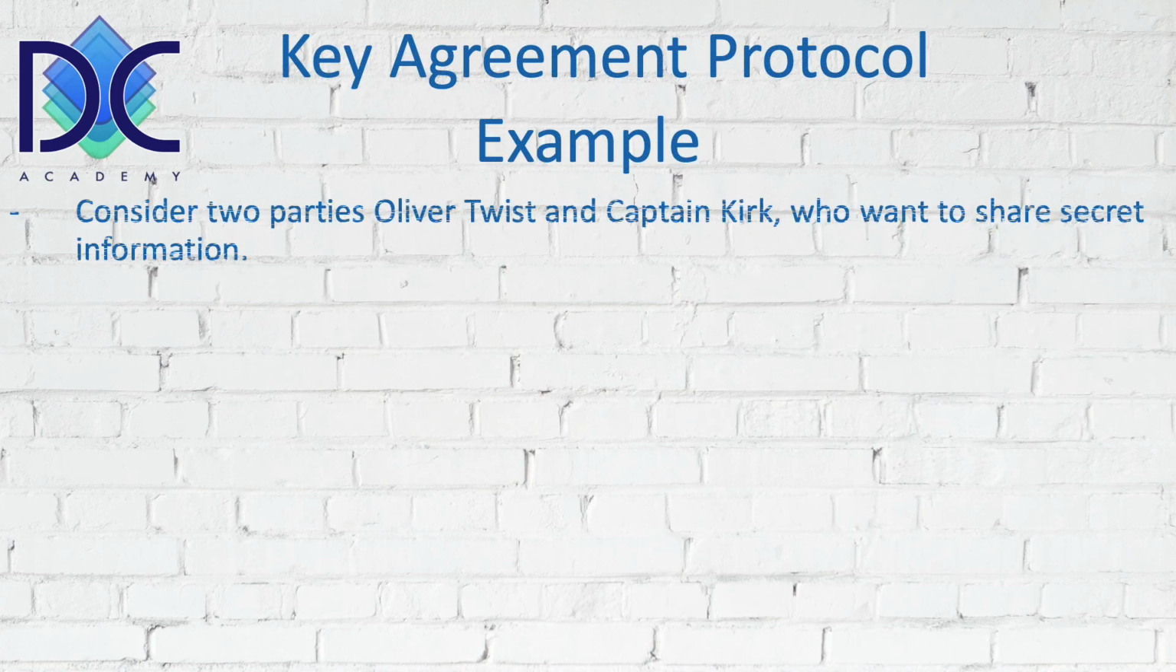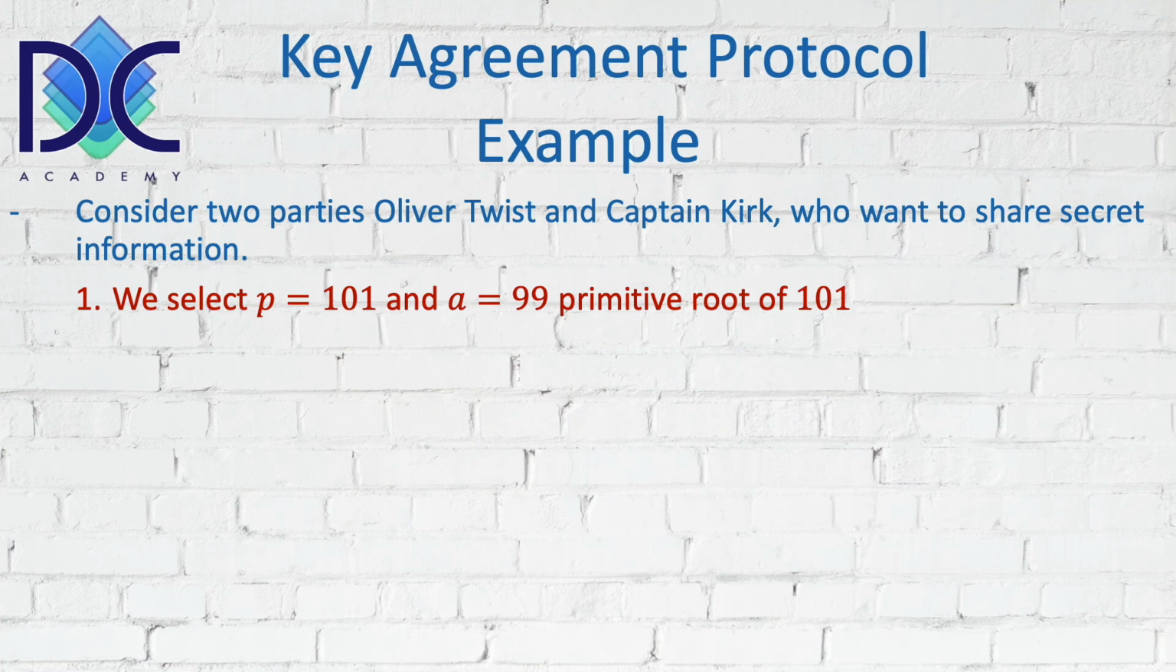Let's have a look at how we can do this with an exercise. Let's look again at those two people. First of all, we select a prime number. It's 101, and a is 99, a primitive root of 101.